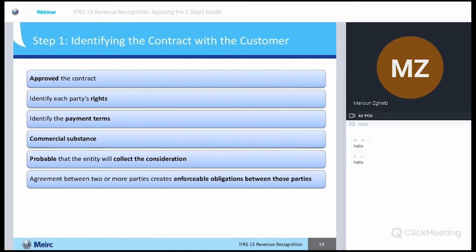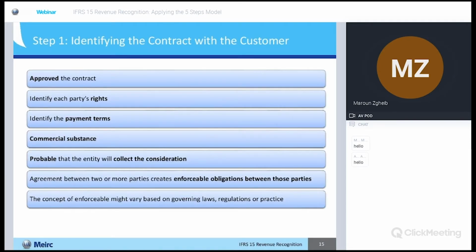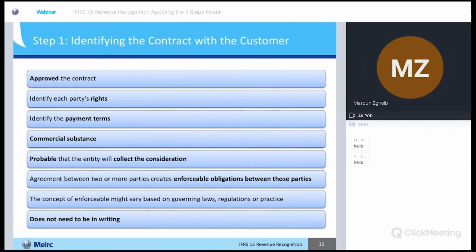Agreements on the enforceable rights between the parties and enforceable obligations. One party delivers service or good, other party receives service and pays cash or other in-kind consideration. The enforceable right, the concept is based on governing laws, regulations, or other practices. And in the end, the most important concept of having a contract is it does not have to be in writing.